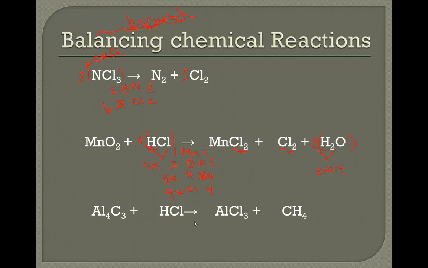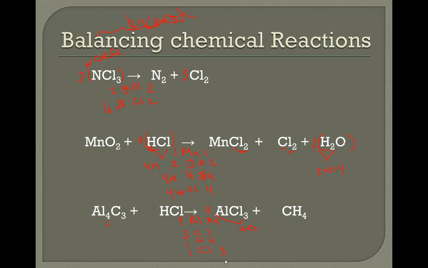We have 4 aluminums, 1 on the right, 3 on the left, 1 on the right, 1 on the left for hydrogen, 4 on the right, 1 on the left, and 3 on the right for chlorines. So we have 4 aluminum here. We need to get 4 here, so I'm going to multiply this whole thing by 4. This changed my chlorines. I now have 12 chlorines.